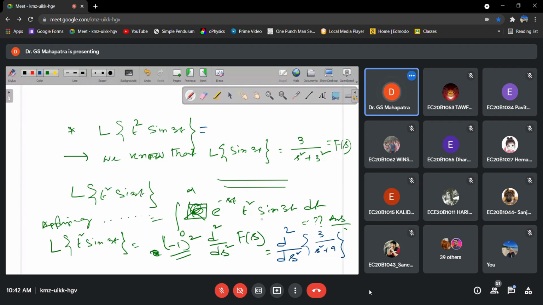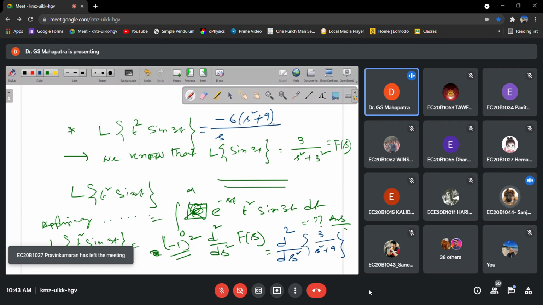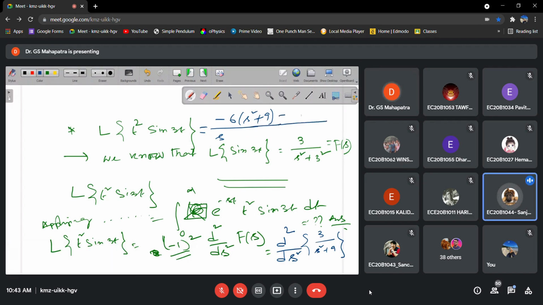Sir, we got minus 6 into s square plus 9 minus 24 s square by s square plus 9... What is your roll number? 44, sir. Tell me the answer. Minus 6 into s square plus 9, minus 24 s square by s square plus 9 whole cube.